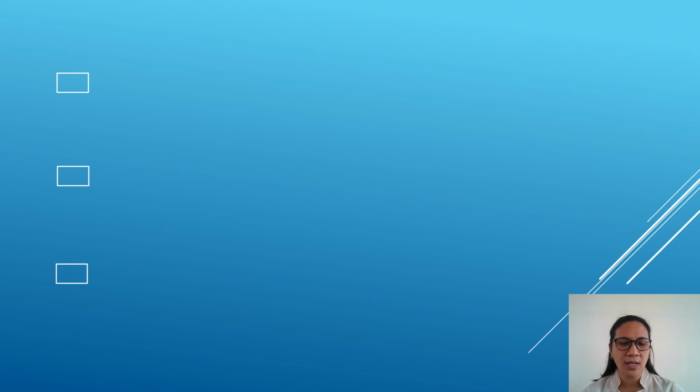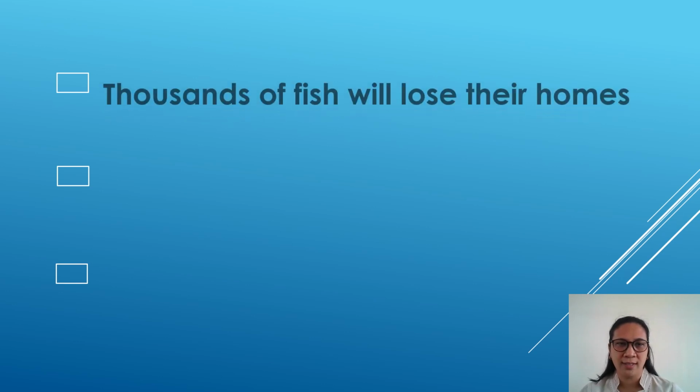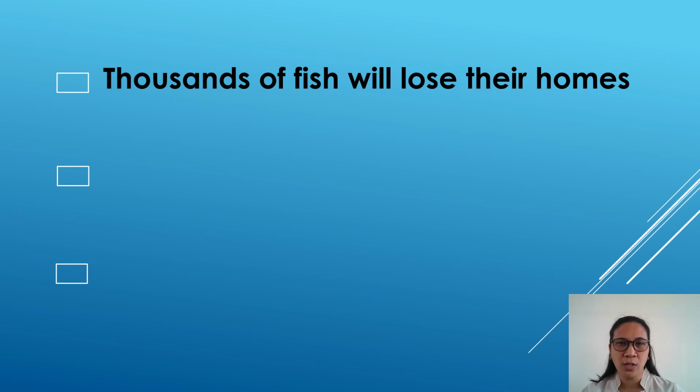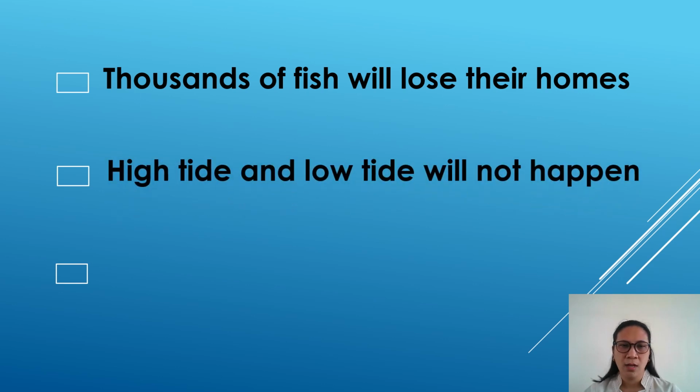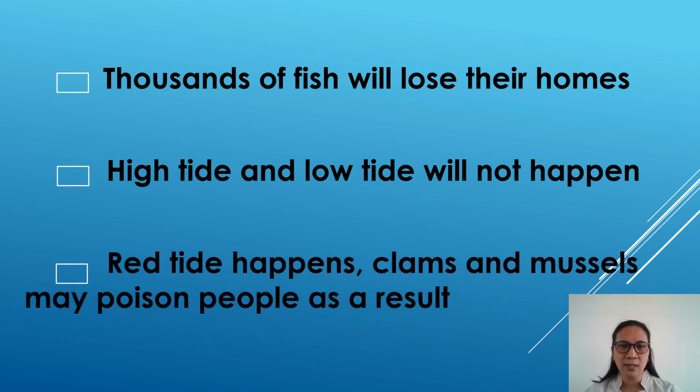Listed below are consequences or negative effects of some human activities in our intertidal zones and estuaries. Put a thumbs down inside the box if it describes the bad effect on estuaries and intertidal zone. Number 1. Thousands of fish will lose their homes. What do you think is the answer? Are we going to put thumbs down here? High tide and low tide will not happen. Red tide happens. Clams and mussels may poison people as a result.